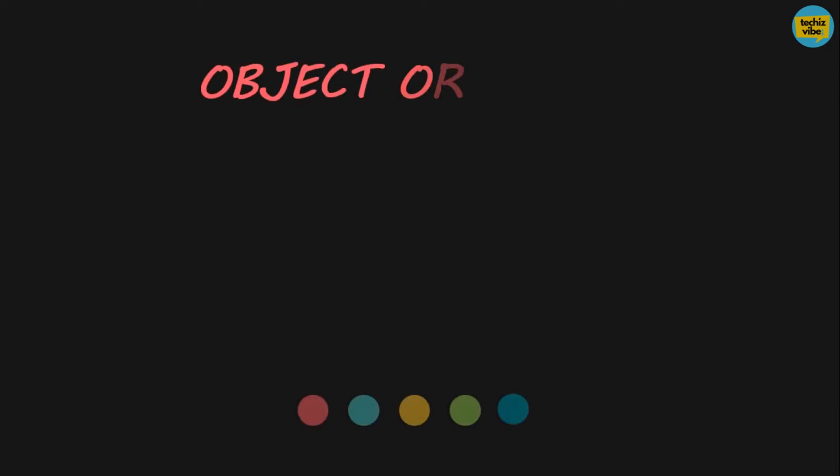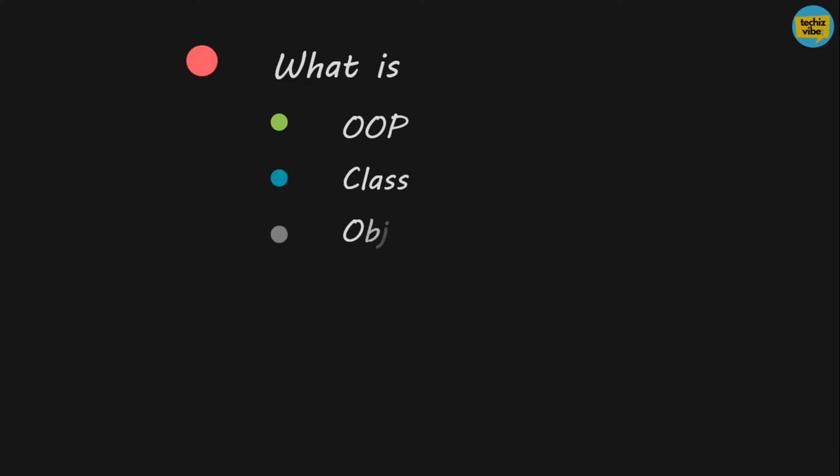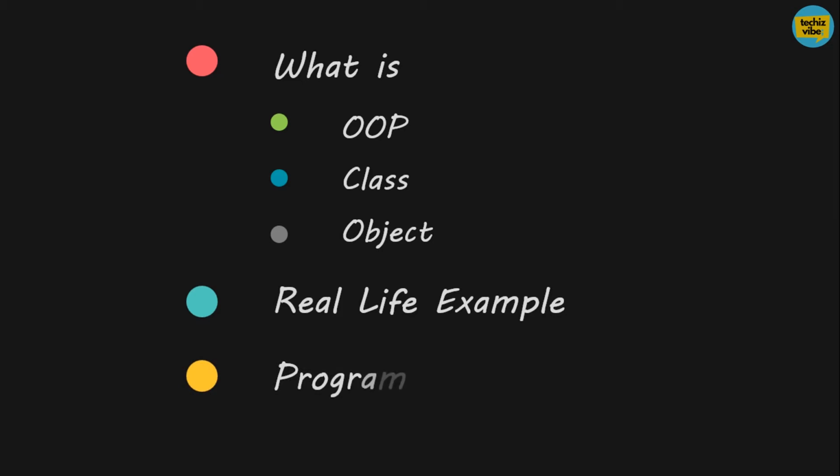Today's video is about object-oriented programming, or we can say OOP. By this video, you will get some basic information about what is object-oriented programming, what is class and objects. Here I will be explaining it with real-life examples so that it will stay in your mind, and then I will be explaining it with code. But yes, most of the part is language independent.